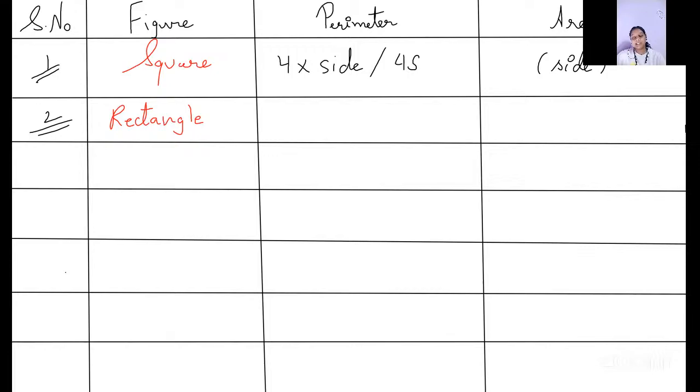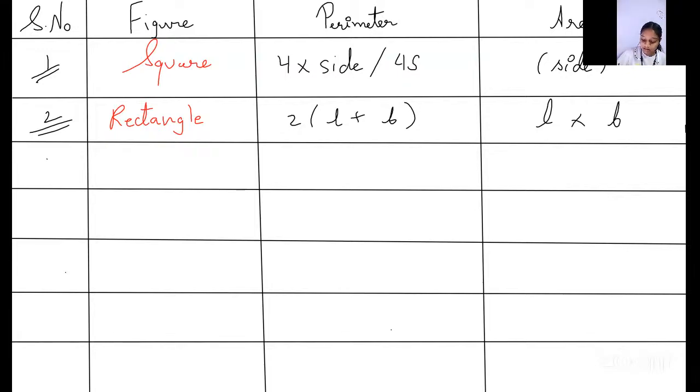What's the perimeter of a rectangle? Ma'am, 2 into L plus B. That is right. 2 into length plus breadth, because we have 2 lengths and 2 breadths. So we take sum of one length and breadth and multiply by 2. Now, area of a rectangle. Ma'am, L into B. L into B. That's right. Now, we will take the third figure.